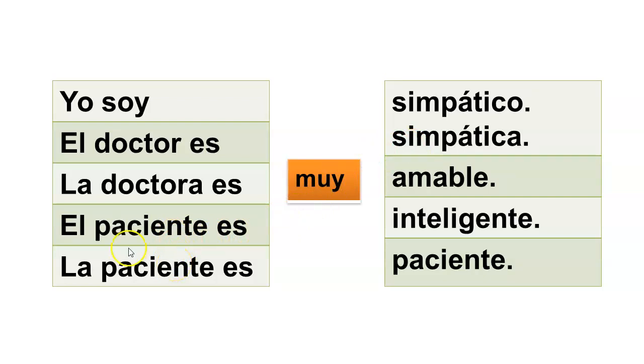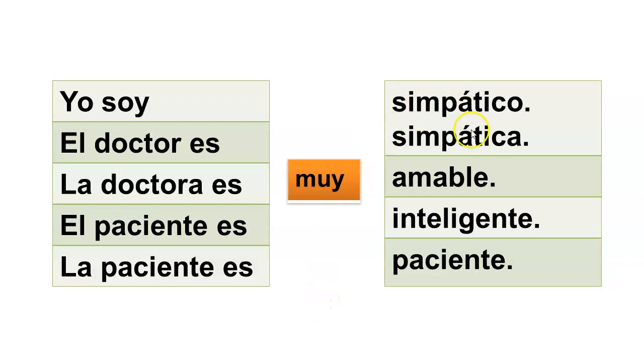Now, the last two words we have here are the words for patient. So the male patient would be el paciente. El paciente es simpático. The patient is nice. If I want to say the patient is very nice, then I add in the word muy. El paciente es muy simpático. If I'm referring to a female patient, then I will have to use simpática. So the patient is nice would be la paciente es simpática. The patient is very nice. La paciente es muy simpática.